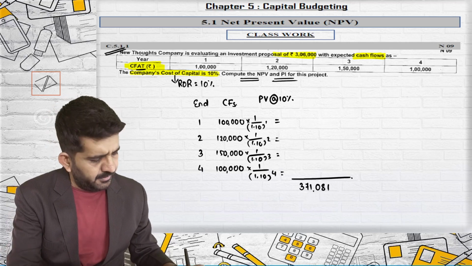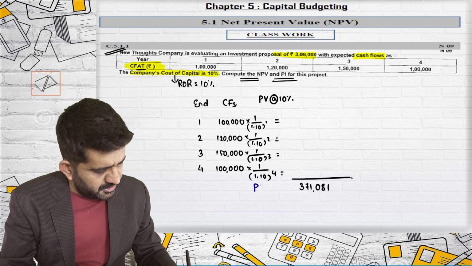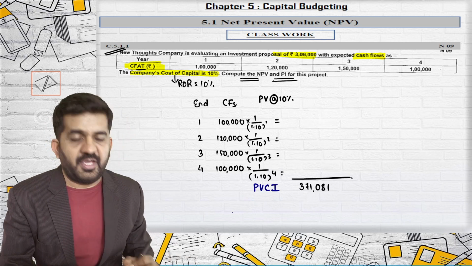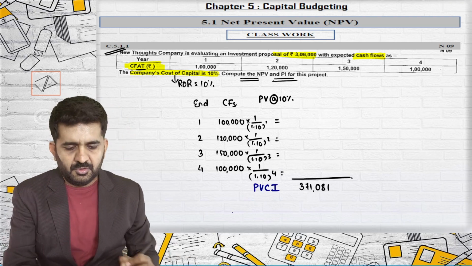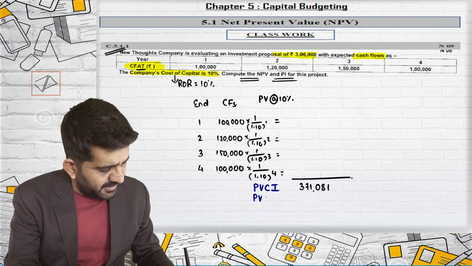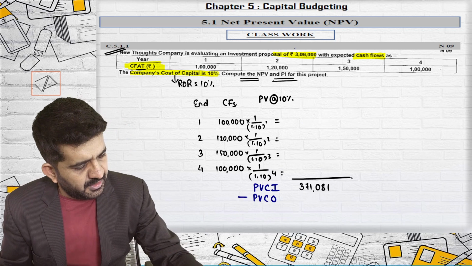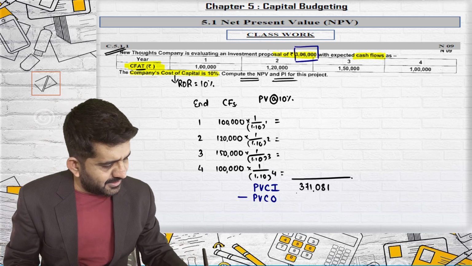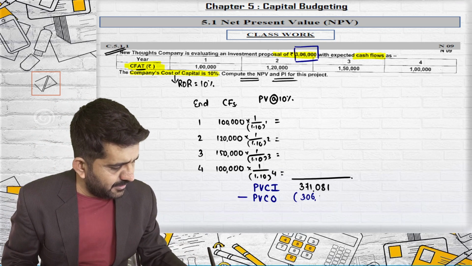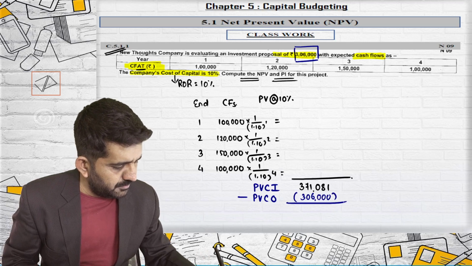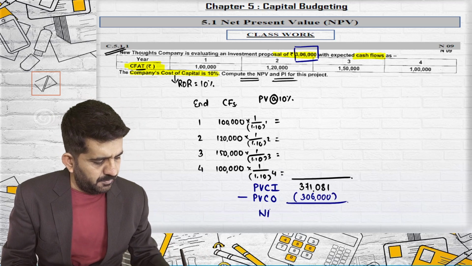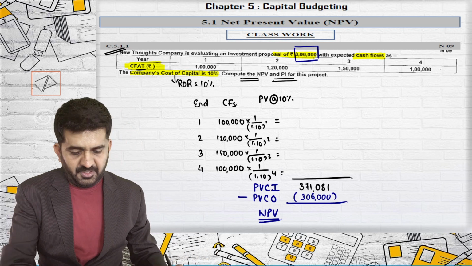All of you are getting it? What is this? Present value of cash inflow. What I need to deduct? Present value of cash outflow. If I want to do this project, I will have to invest 3,06,000 rupees. This will be my NPV.